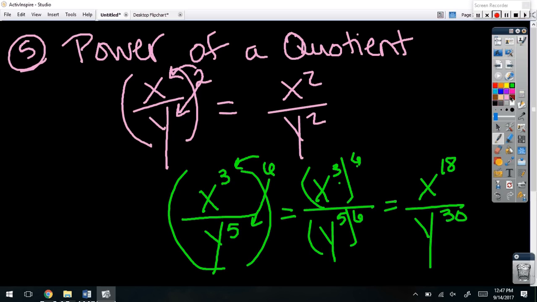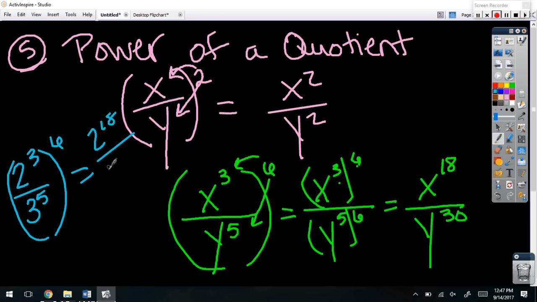Also understand it doesn't matter if they're variables or numbers. If this was 2 to the third over 3 to the fifth raised to the sixth power, it's still 2 to the 18 over 3 to the 30. And there's nothing wrong with that. A lot of students get confused when it changes from variables to numbers, or vice versa, or a number and variable together. We'll do some examples like that and show you what happens.